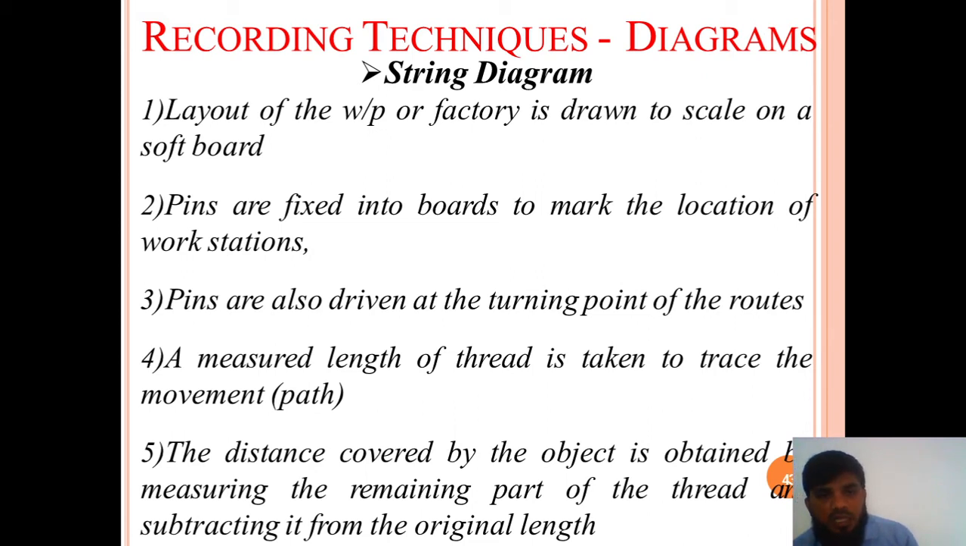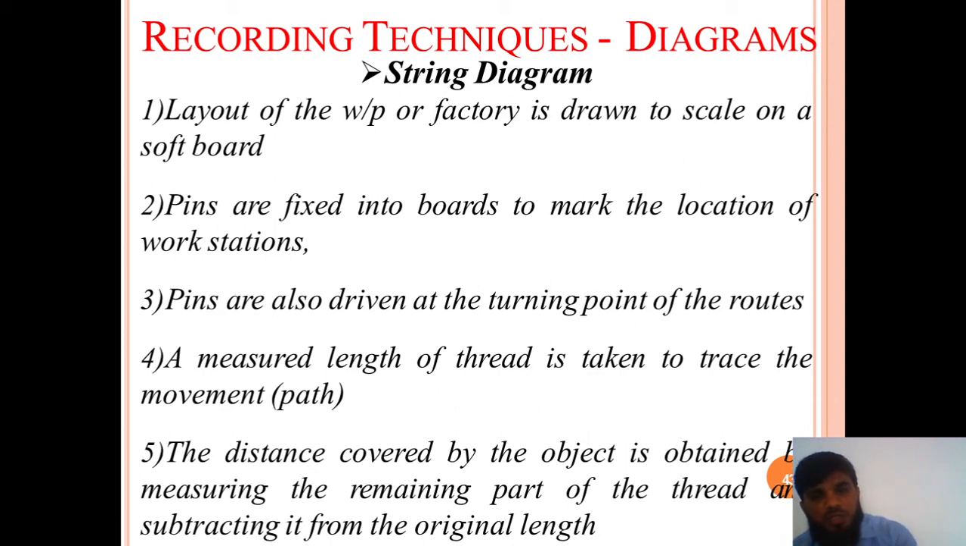Then the pins are also driven at a turning point. If at some point the worker is going to turn or the material is going to turn, that position will also be marked, because at that position his velocity and acceleration will change. So the measured length of the thread is taken out. We'll trace all those paths, and whatever thread is left, we'll subtract that from the original length, and we'll be able to understand.